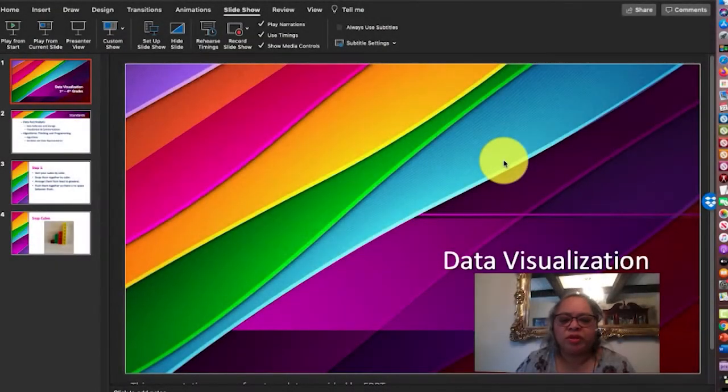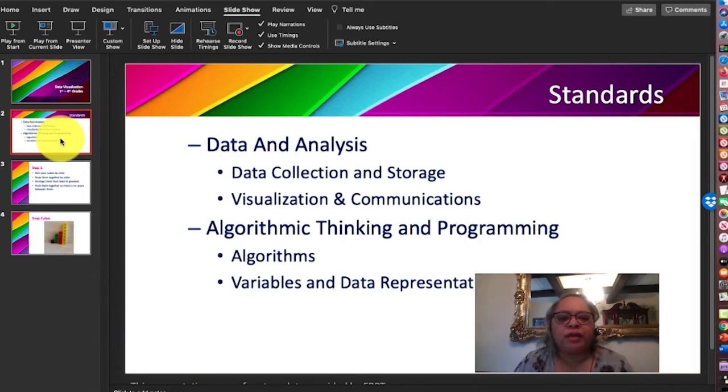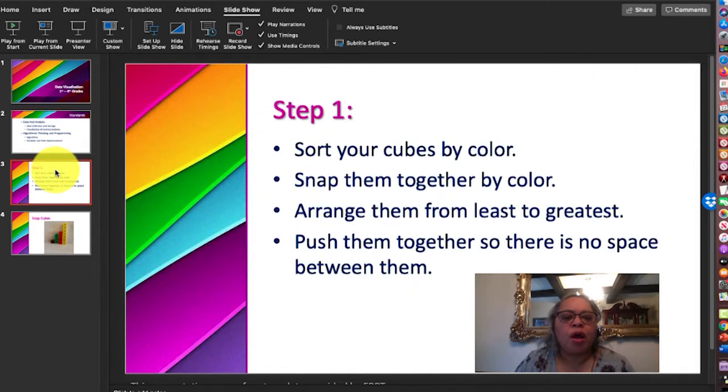Hi, this is Mrs. Evans, and today I'm going to demonstrate. Diana Evans's computer science lesson covers 1st through 4th grades, beginning with basic steps which increase with grade levels. It starts with students sorting Snap-on cubes by color from least to greatest.